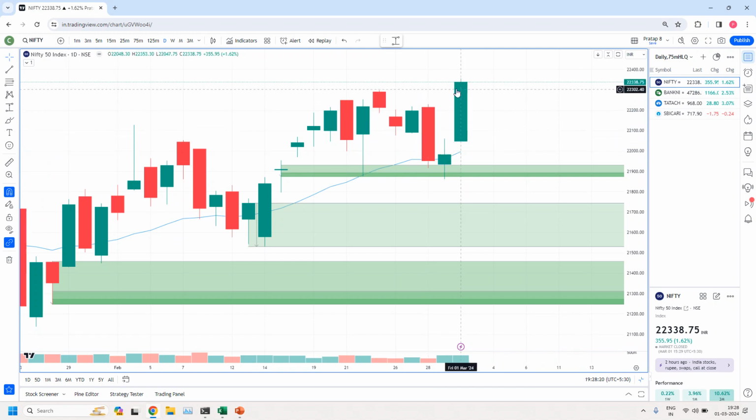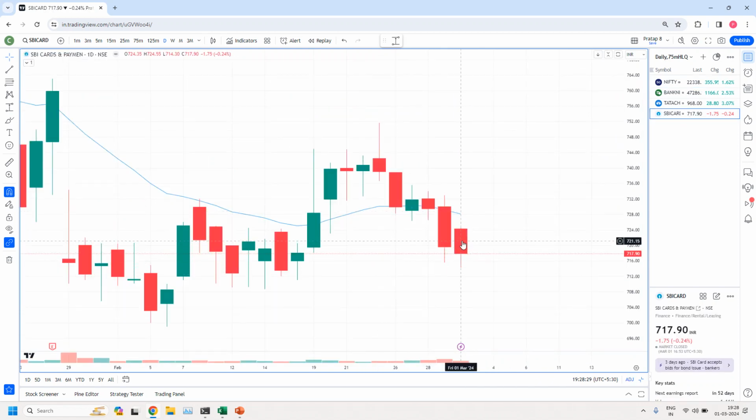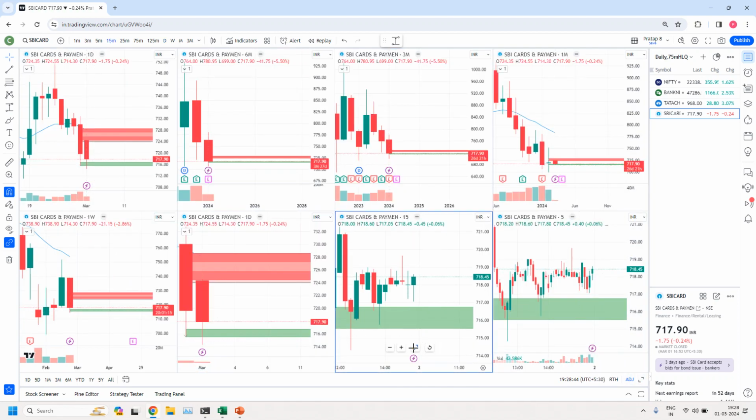It is a drop-based rally. So today's overall market is very bullish, but SBI Card moved quite in reverse. At least some influence should be there. If the overall market is very strong, some influence should be there on this candle. But we didn't see anything. Throughout the day it is bearish because it is at a high liquidity zone. Let me show you the high liquidity zone.